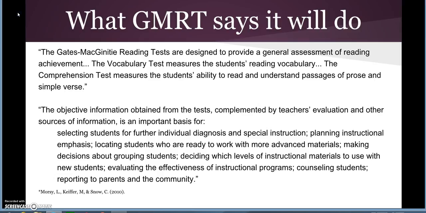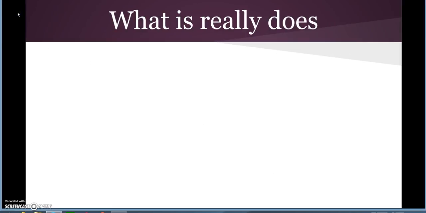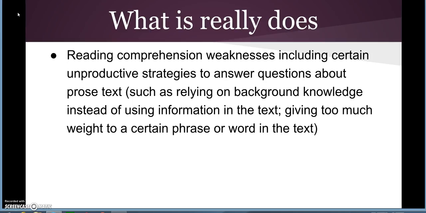What does it really do, though? What it really does is assess reading comprehension. It looks at students' reading comprehension weaknesses, including certain unproductive strategies for answering questions about prose text, such as relying on background knowledge instead of using information in the text and giving too much weight to a certain phrase or word in the text. It's essentially short passages that students answer questions about, and depending on the type of answer they give, whichever multiple choice option they choose will help the teacher have more insight into what they're really doing and where they're struggling.